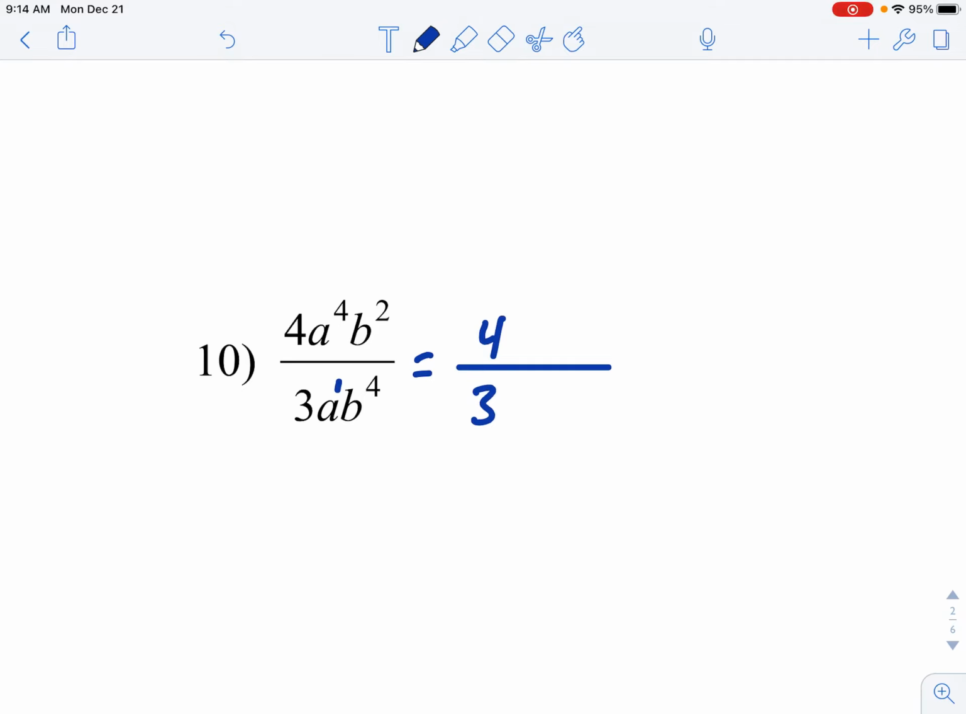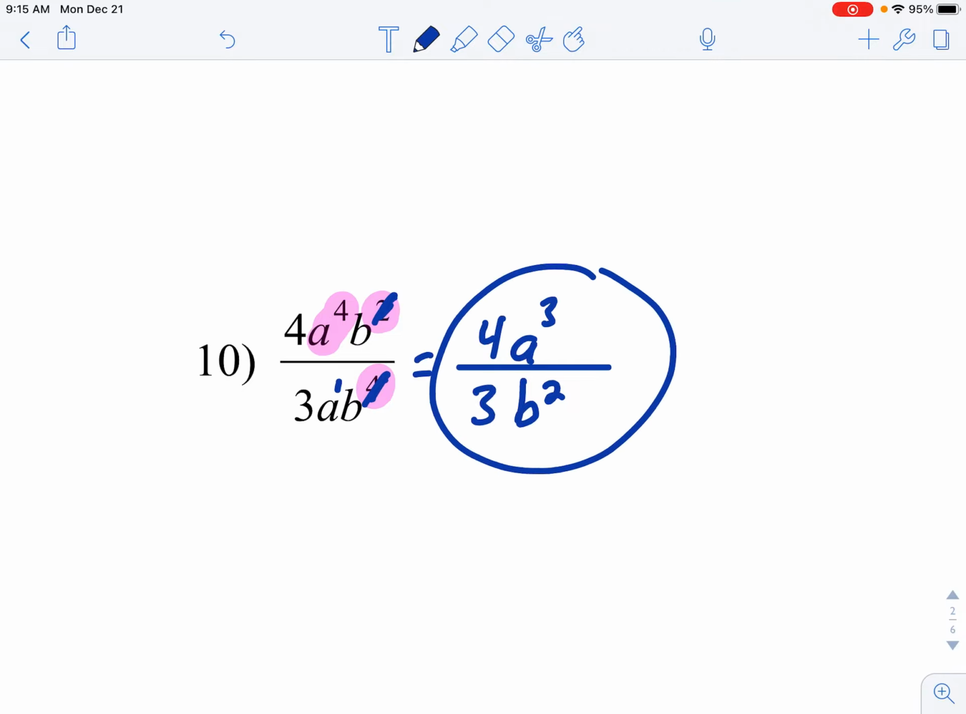Here we have a to the 4th over a to the 1st. So when I subtract those, 4 minus 1 is 3. There's more a's on top, so that tells me a to the 3 is going to go on the top of the answer. Whereas with the b's, there's more b's on the bottom than the top. So when I subtract these, 2 minus 4 is technically negative 2, but you don't want a negative exponent, because then you have to do the negative exponent rule. You just say, okay, these 2 cancel with 2 of those, and we're left with 2 on the bottom.